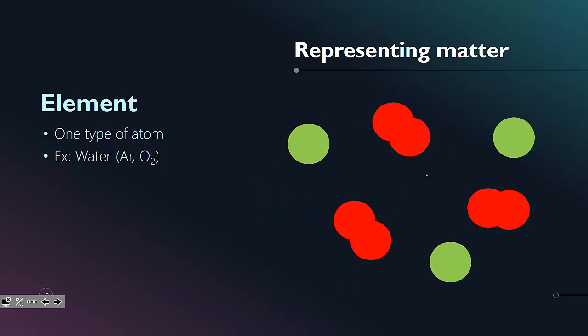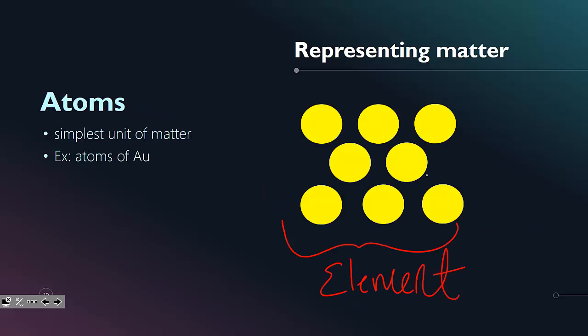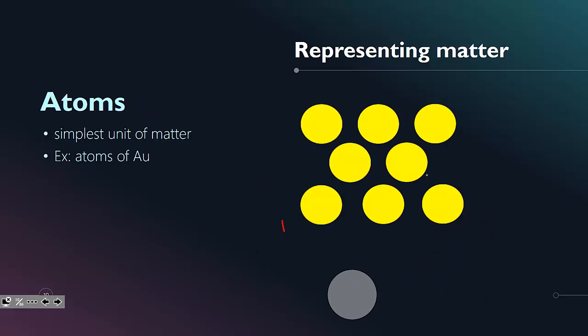So when you have just one substance, just one type of atom present, one element, those are elemental. Compounds are when you have two or more different elements bound together. Lastly, a pure substance is when only one thing is present in your picture. So this is a pure substance of an element that exists as atoms.